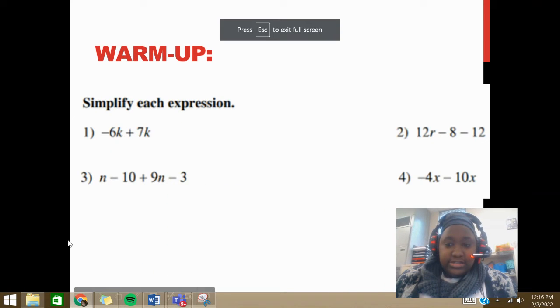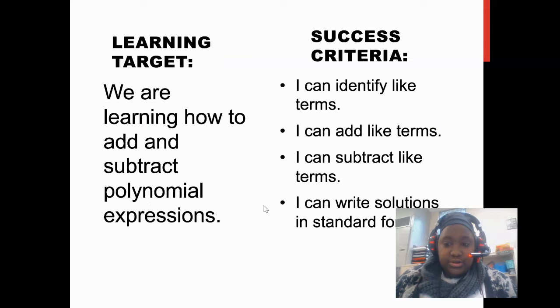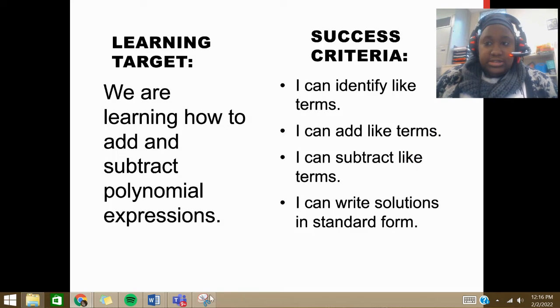Guys, you're just combining like terms. So it says simplify each expression. This first one we got negative 6k plus 7k. You'll just go ahead and combine your like terms, and you'll do the same thing for questions 2, 3, and 4. Let's take a look at our learning target and success criteria.